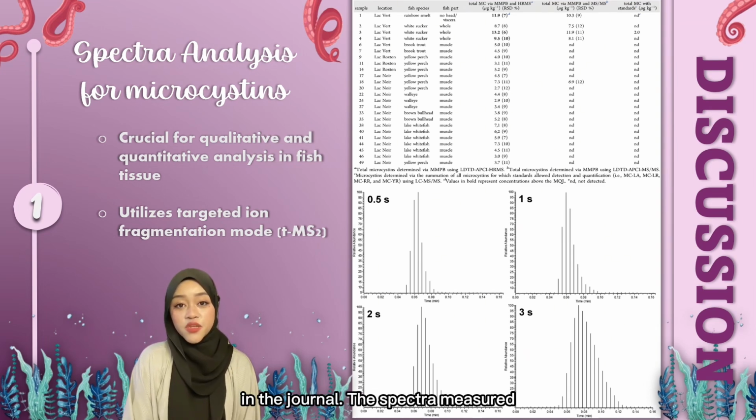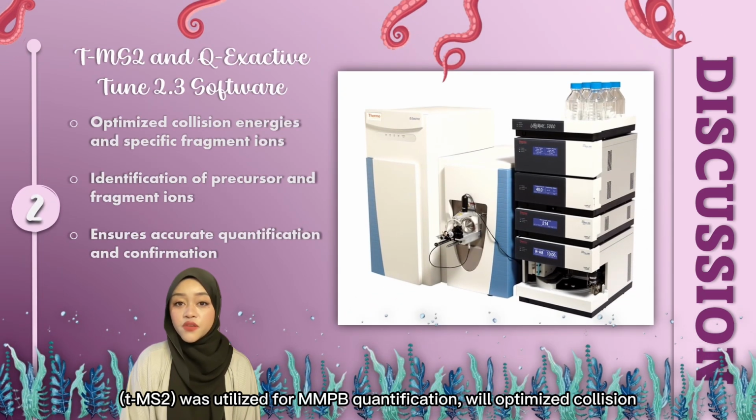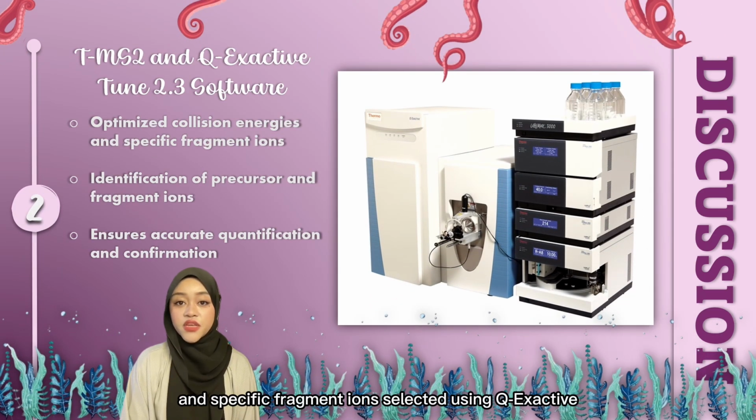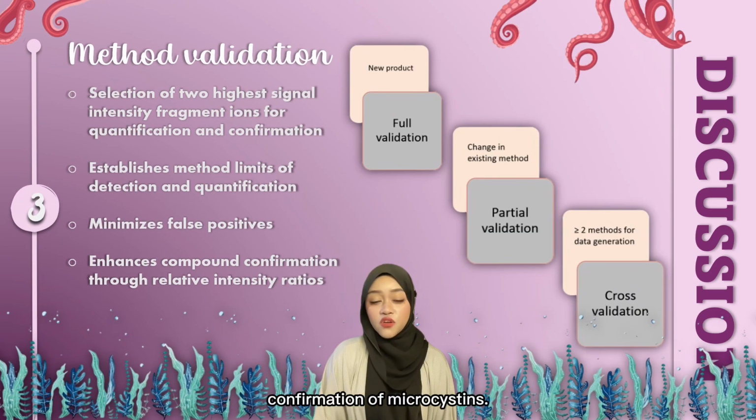I will explain a discussion on the information provided in the journal. The spectra measured in the article provide crucial information for achieving qualitative and quantitative analysis of microcystins in fish tissue. The targeted ion fragmentation mode, tMS2, was utilized for MMPB quantification with optimal collision energies and specific fragment ions selected using Q-Exactive Tune 2.3 software. This approach allowed for identification of precursor and fragment ions, enabling accurate quantification and confirmation of microcystins.